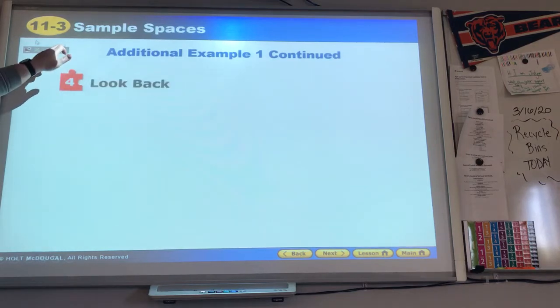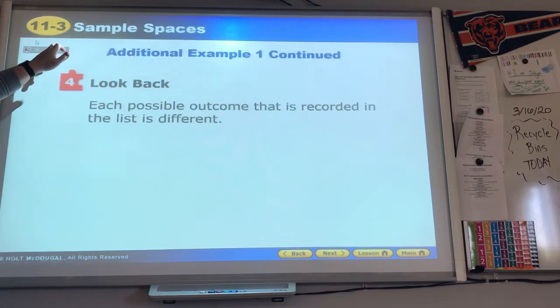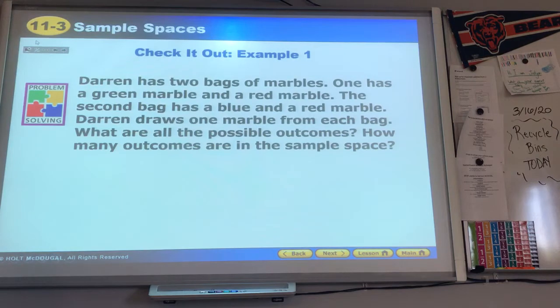We look back. Each possible outcome that is recorded in the list is different. Now, many of you may have saw that 3 times 2 was 6. We're going to get there.